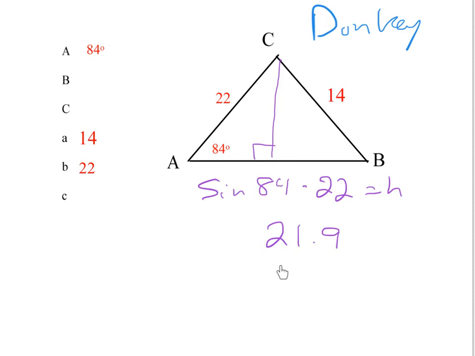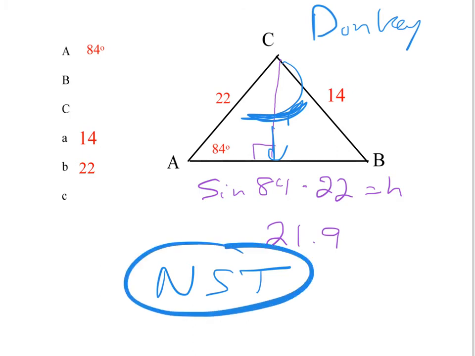So now, thinking about this, notice that A is less than the height. Therefore, there is no way I can possibly draw a triangle. This 14 is just too short. It won't reach down to the leg. Alright, so we're done. Love it. Let's go on to the next one.